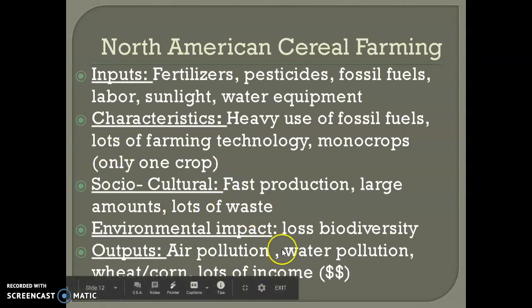Because of the way our culture is, we want stuff here now, ready to go. So we have fast production in large amounts, but we end up with lots of waste. We're not working effectively. And with that, it creates a loss of biodiversity, air pollution, water pollution, but it creates large quantities of wheat and corn and lots of income for people.